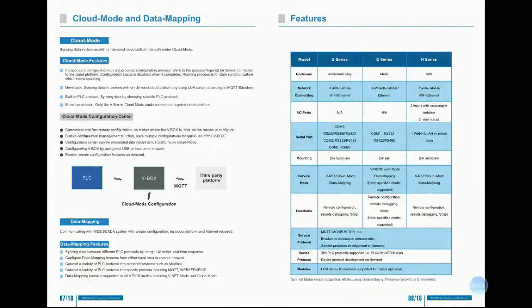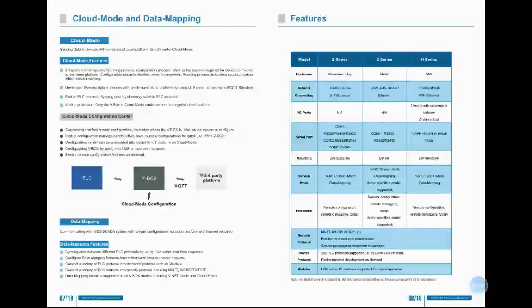So now let's continue with the specification of each series of vBox. Currently, vBox has 3 series: S series, E series, H series. On the international market, or foreign trade sales department, we only sell S series and E series. H series is just starting in China and will soon be sold internationally.